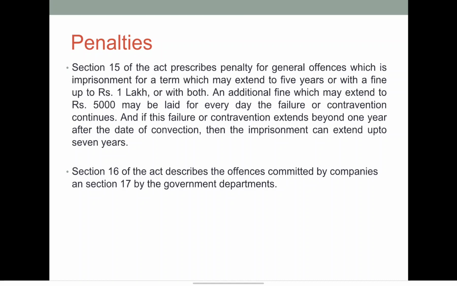Then we have the penalties. Section 15 of the act prescribes penalties for general offences. This penalty is imprisonment for 5 years or a fine of 1 lakh rupees, or both. If the failure or contravention continues beyond the conviction, then an additional fine may be levied, that is 5,000 rupees per day, and if this continues for 1 year, then imprisonment up to 7 years. It also describes the offences committed by companies and government departments.